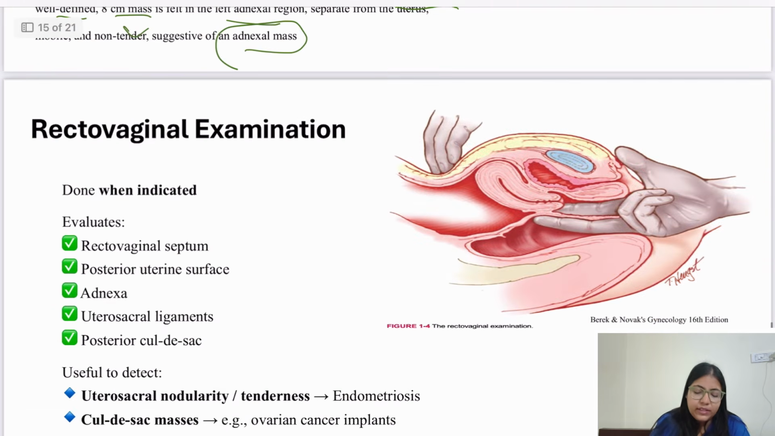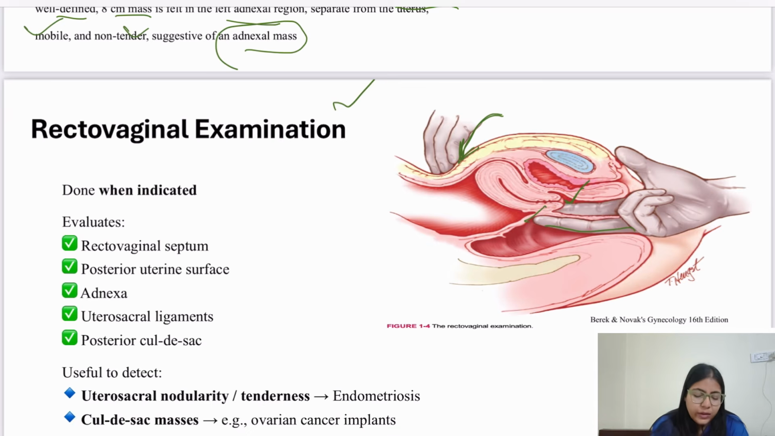Now comes rectovaginal examination. Similarly, you place your index finger in the vagina and your middle finger in the rectum, and again you provide counter pressure from the abdomen with your other hand, and in between these two fingers you palpate the parametrium. Okay, the rectovaginal septum, and laterally you feel for the parametrium.